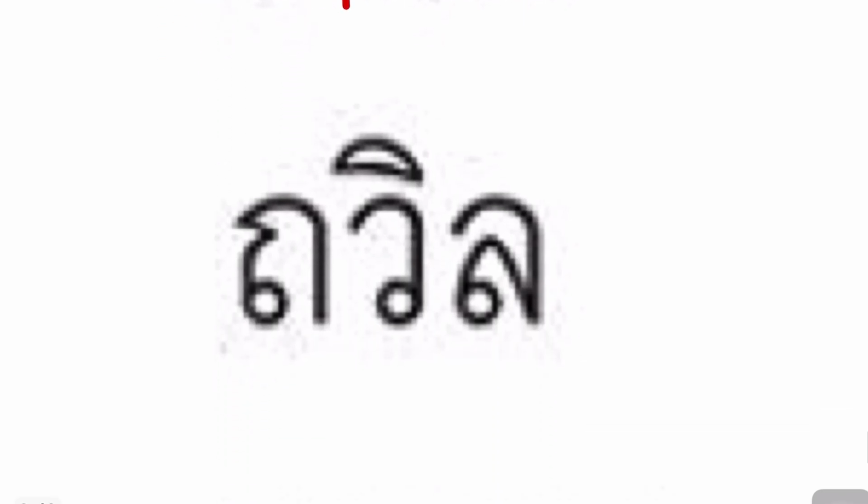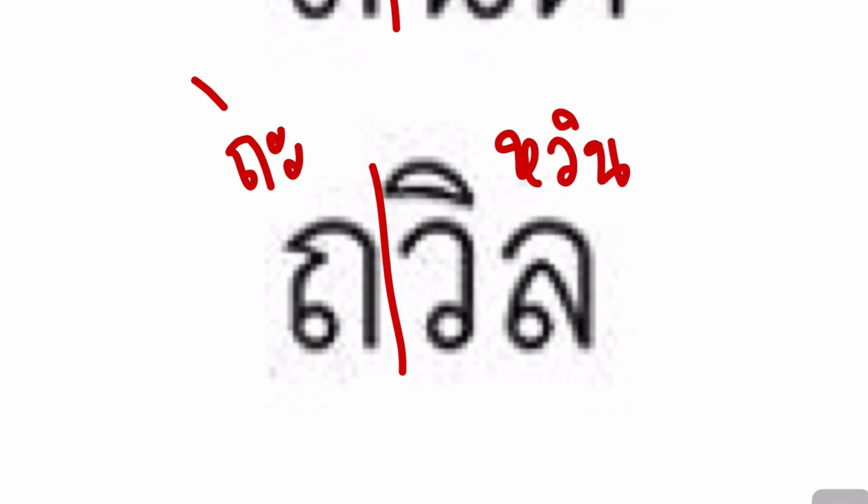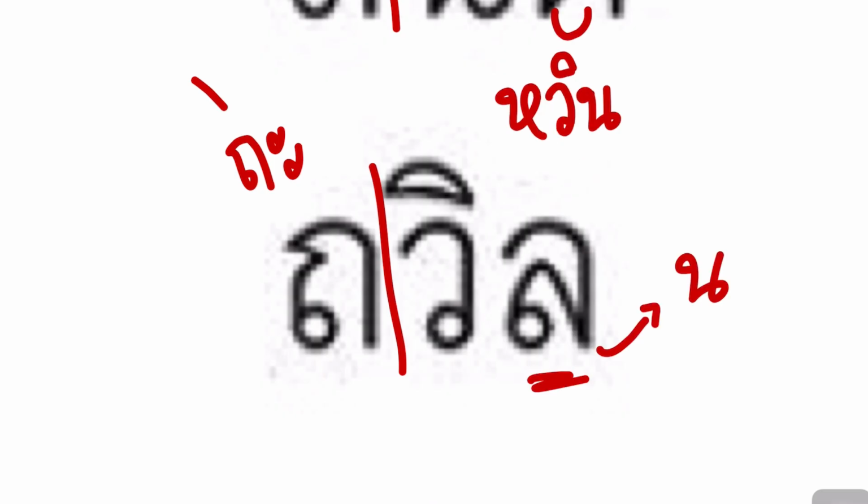Cha, muak. Chamuak. Ta, nut. Tanat. Ta, win. Tawin. So that lolling, when it's an ending consonant, it gives an N sound.